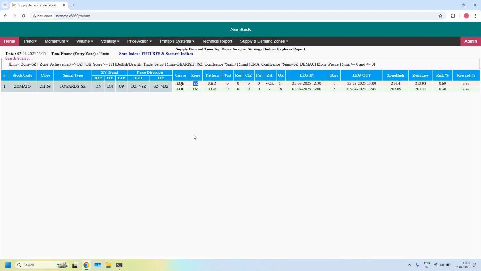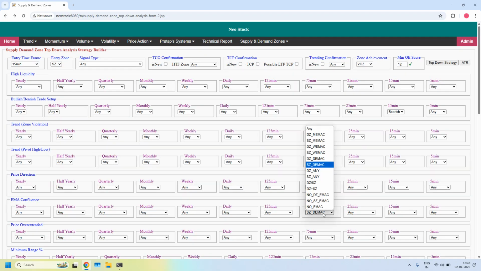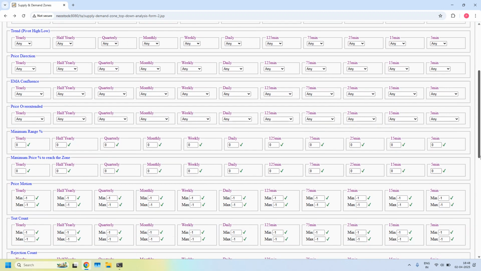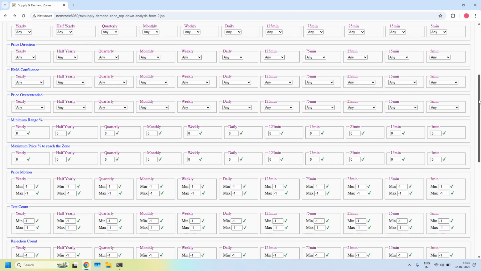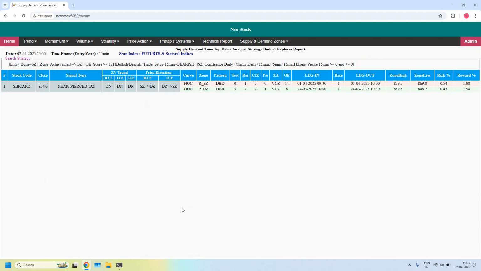Next, we will look into LTF, ITF and HTF supply zone confluence supported stocks. Removing EMA filter. In the supply zone confluence, I should set 3 filters. First filter is already enabled. Next 15 minutes with daily supply zone confluence and 75 minute supply zone with daily supply zone confluence. With all the 3 filters, we got one stock.